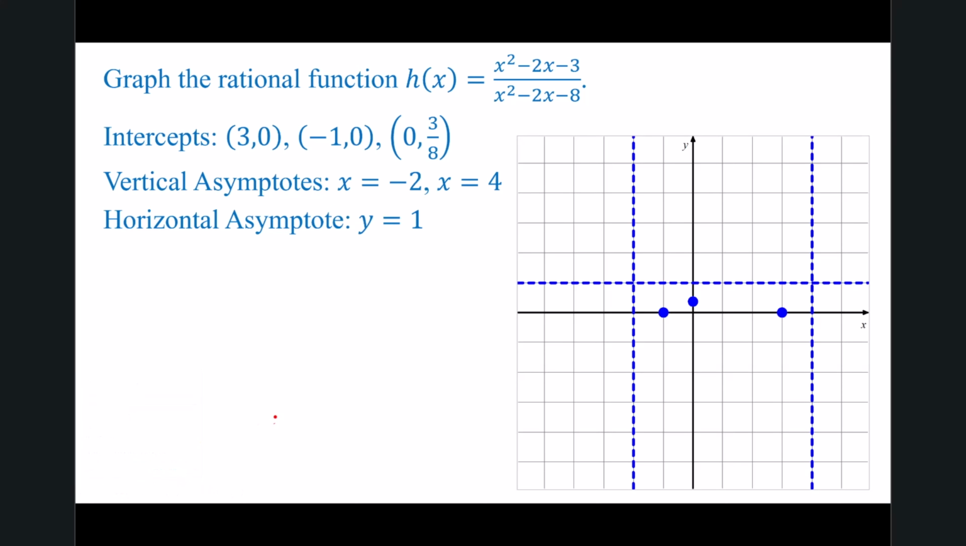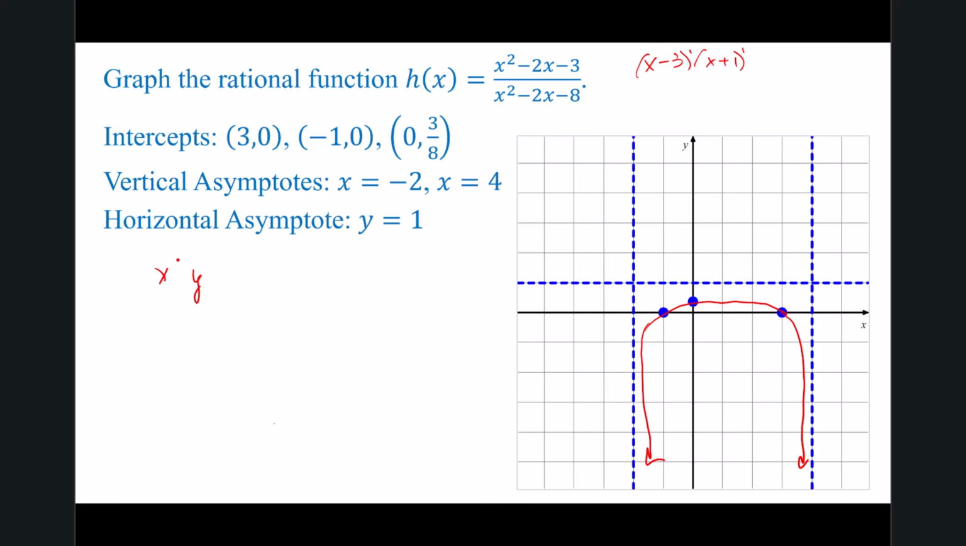I do know I'm going to cross through the x-axis at both those intercepts. My numerator was x minus 3 times x plus 1, and both of those factors were degree 1, odd degree, so we are going to cross through, and these points all need to connect. So my graph will look something like that in between the two vertical asymptotes.